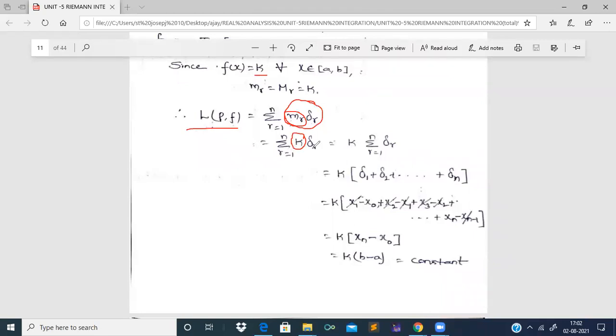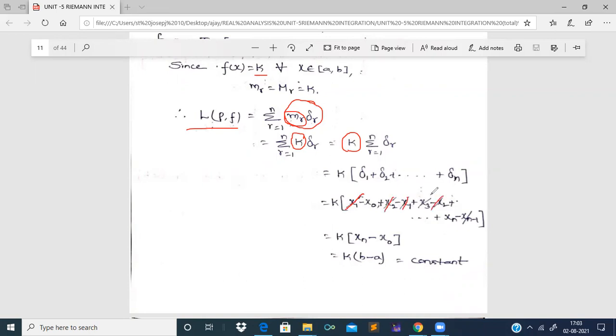As k is a constant, we put it outside the summation: k into summation r equal to 1 to n of delta r. If we expand this, we get delta 1 plus delta 2 plus so on plus delta n. And what is delta 1? Delta 1 means the length of the first segment, it is x1 minus x0. Delta 2 is the length of the second segment, that is x2 minus x1. And so on, we get xn minus xn minus 1, right?